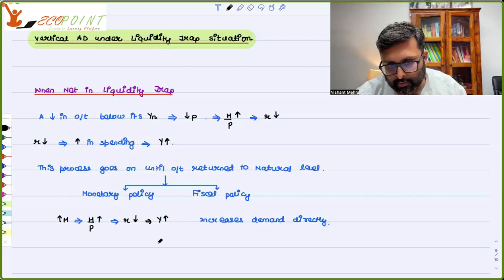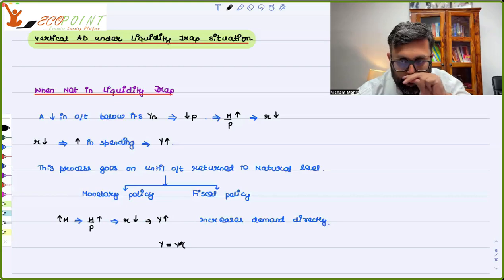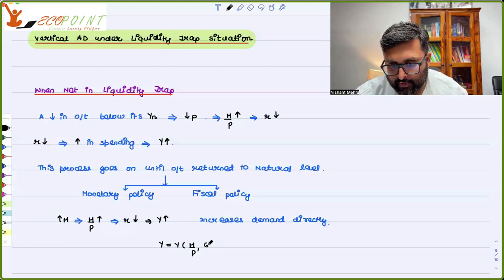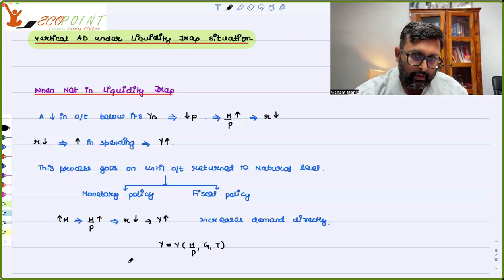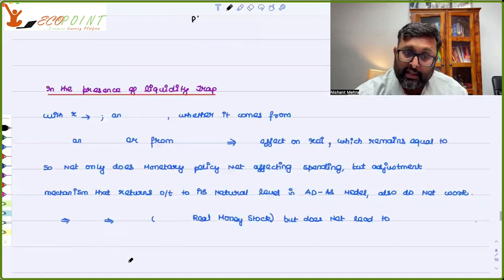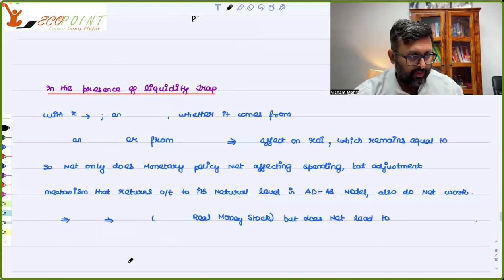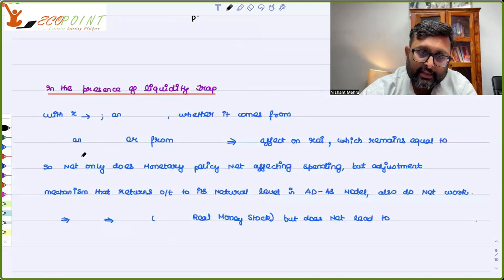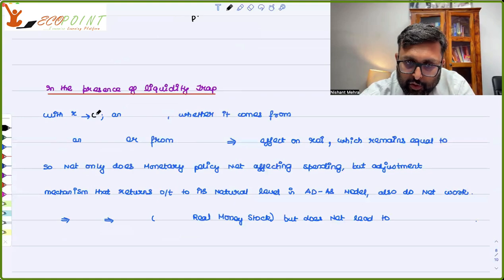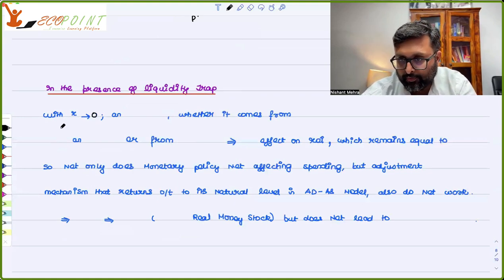And you know that your demand is a function of monetary policy variables and fiscal policy variables. The monetary policy variable is your real money supply. Fiscal policy variables are G and T. Okay. In the presence of a liquidity trap, what happens? Interest rate is zero or very, very near to zero.